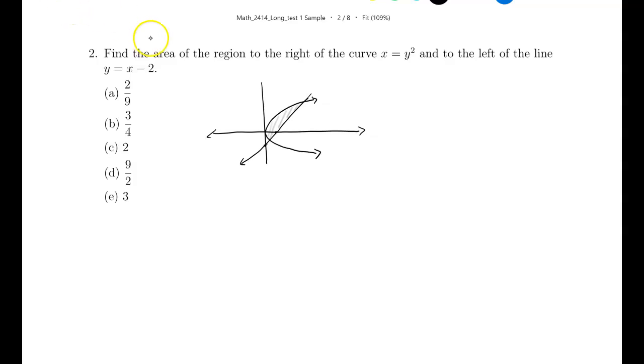So it says find the area of the region to the right of the curve. So it's the right of this curve, and to the left of the line. It is this region here.